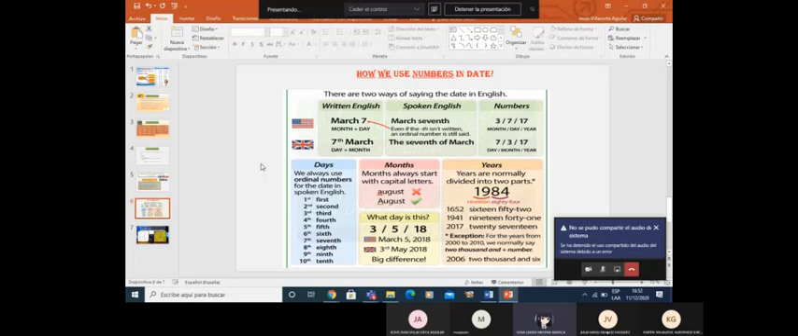On years, the years are normally divided into two parts. In this case, we are seeing 1984, and also we have here 2017, but we also have exceptions. For the years from 2000 to 2010, we normally say 2000 and the number, in this case 6, or another number. Here, for example, we say 2006. That's all. It was really short. Okay, another partner will explain more.